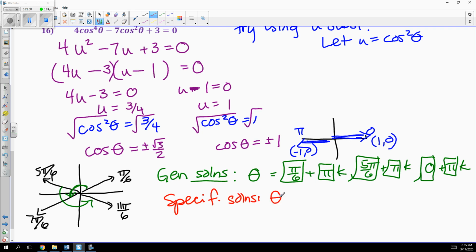And then for the specific solutions, you're going to have to list all these out. So theta is equal to, I'm going to try to go in order from least to greatest. So theta could be equal to 0 radians, pi over 6 radians, 5 pi over 6 radians, pi, 7 pi over 6, and then 11 pi over 6. All right. That's quadratic form.